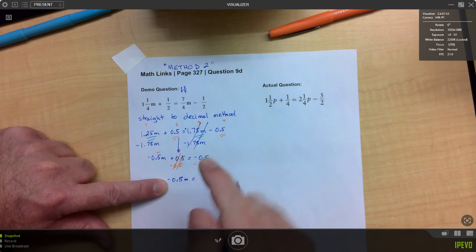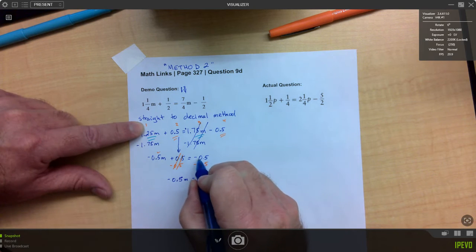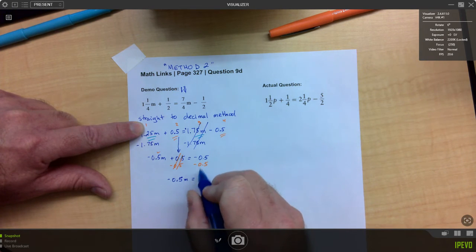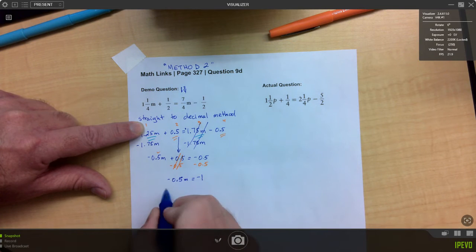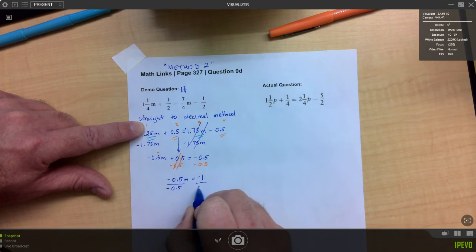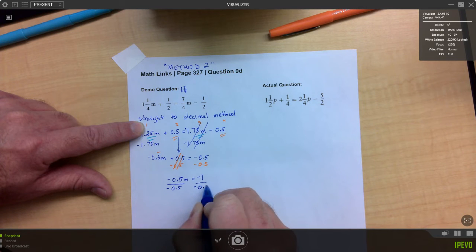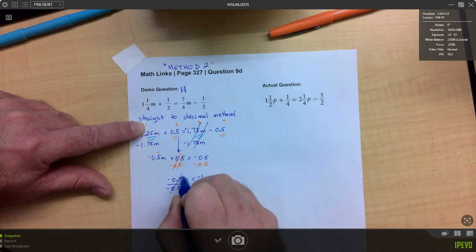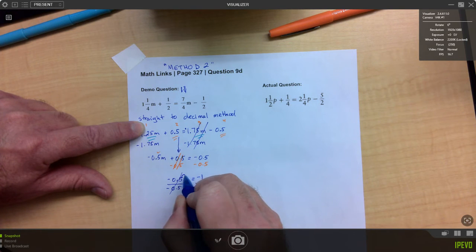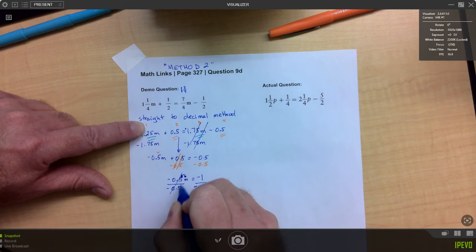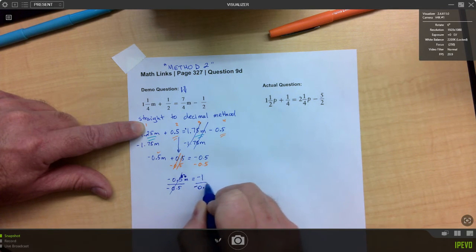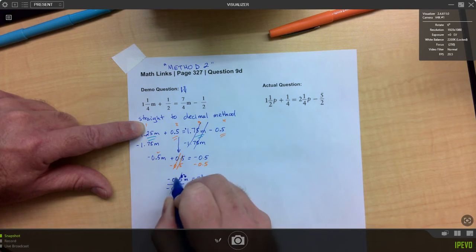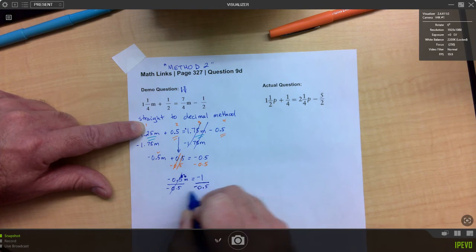Now I've got what I call a one-step equation. Negative 0.5, subtract 0.5, that's a negative 1. Divide both sides by a negative 0.5. Divide both sides by a negative, don't forget the negative, Mr. Smith, the negative 0.5. The reason I divided, because this relationship between coefficient and variable is multiply. So the opposite of multiplying is division. We show division by using the fraction lines. Fractions is division. So we divide both sides by a negative 0.5.